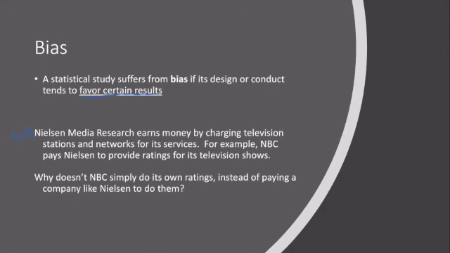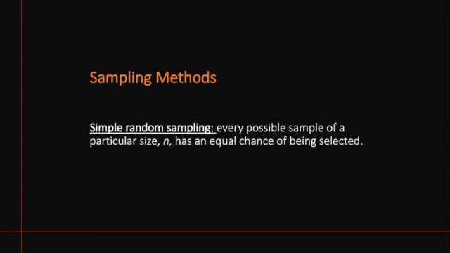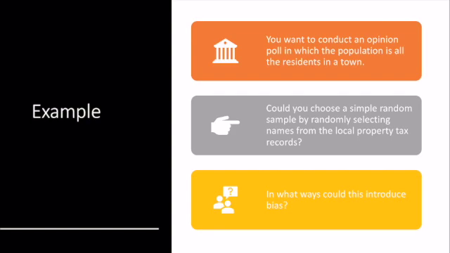So let's talk about collecting sample data. There are a few different sampling methods we're going to go over, and this is how we're going to pick a sample that is representative. The first one is simple random sampling. That means that every possible sample of a particular size has a chance of being selected. So if we were taking a sample, say just the people in our class, we would randomly draw people's names out of a hat. That way we all have the same chance of being selected.